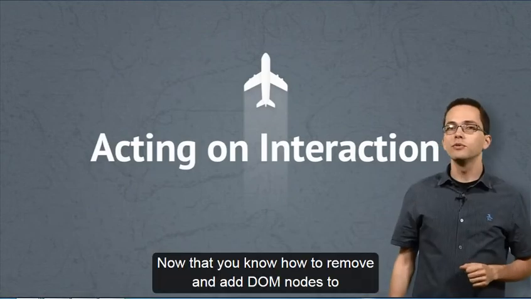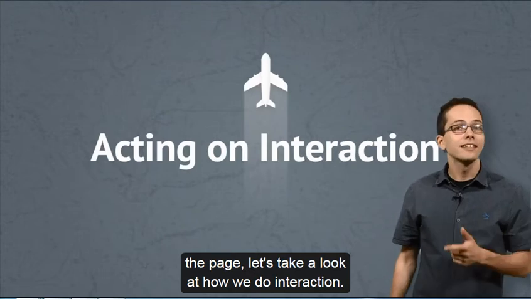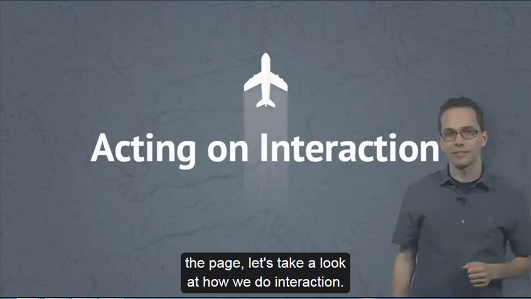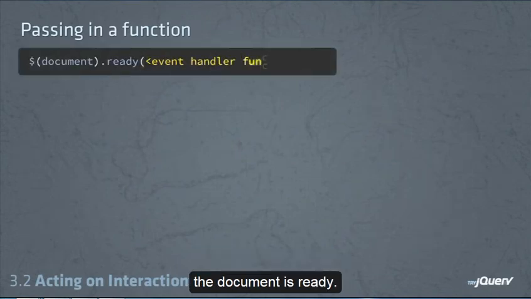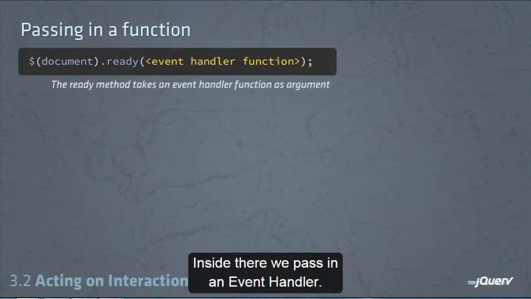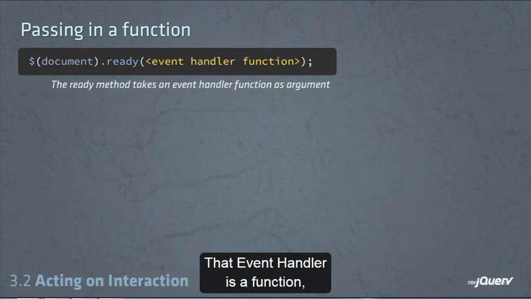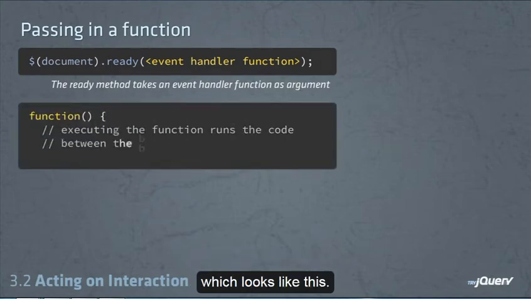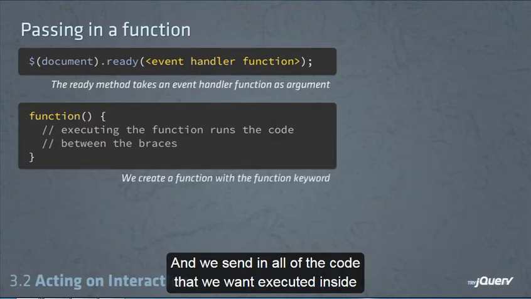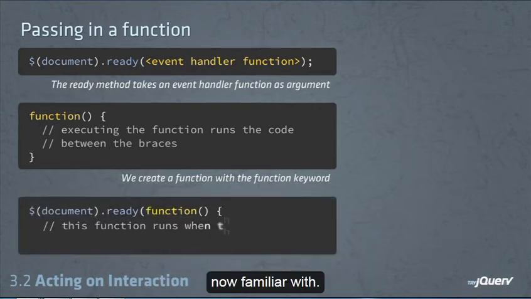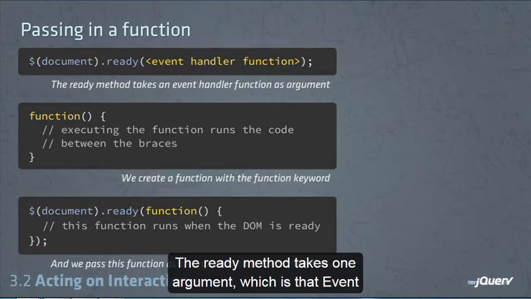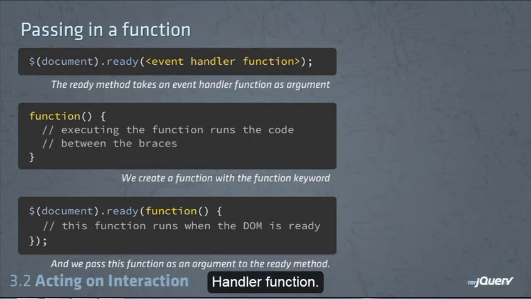Now that you know how to remove and add DOM nodes to the page, let's take a look at how we do interaction. Here's the code that we use to listen for when the document is ready. Inside there, we pass in an event handler. That event handler is a function which looks like this, and we send in all of the code that we want executed inside of that function. Put them both together and you get the code that we're now familiar with. The ready method takes one argument, which is that event handler function.